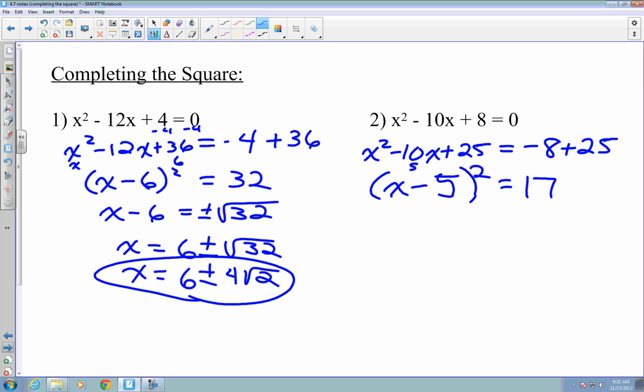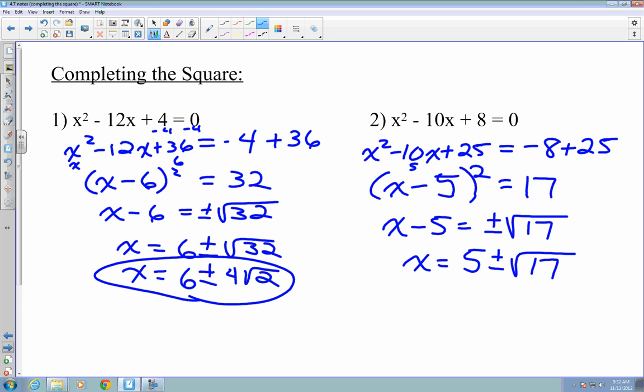Okay, so now all I have to do is take the square root of both sides. You know the drill from here. X minus 5 equals plus or minus the square root of 17. Add 5 to both sides, and I get x equals 5 plus or minus square root of 17. Okay, questions? That make sense? Okay.